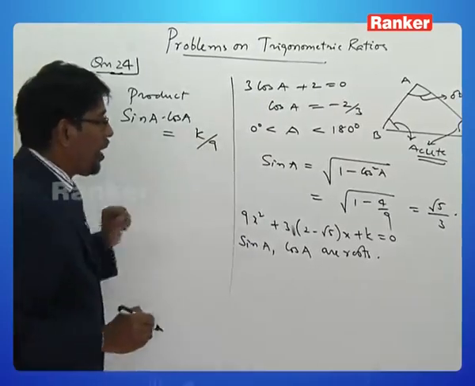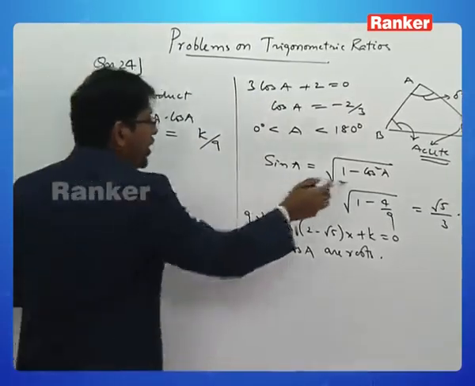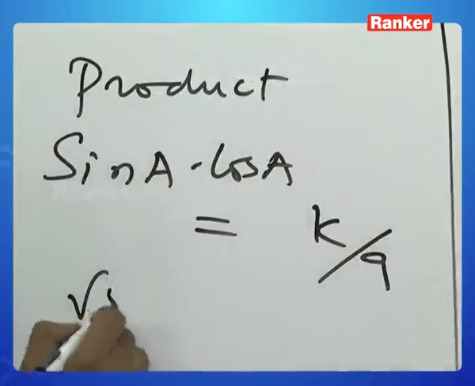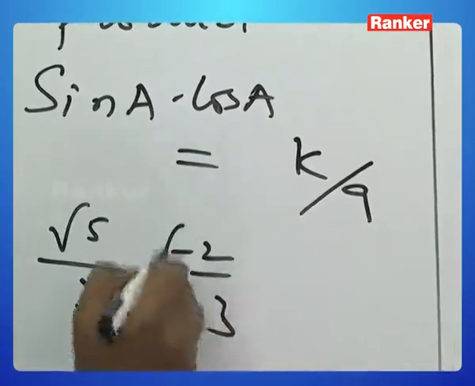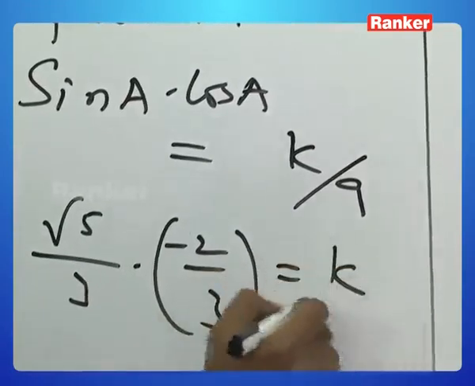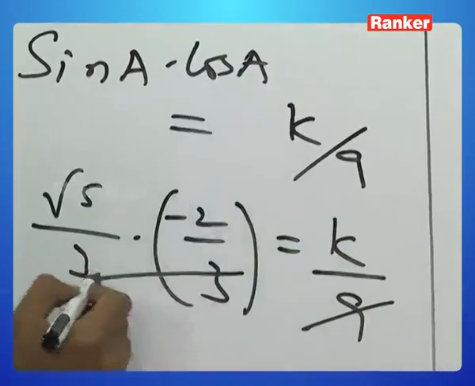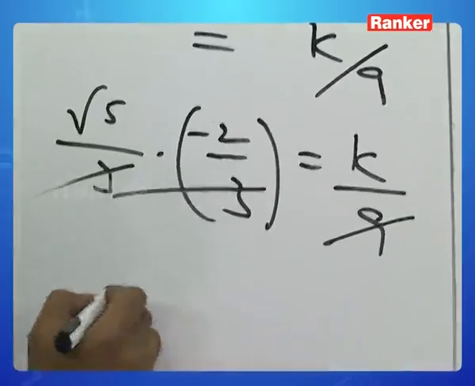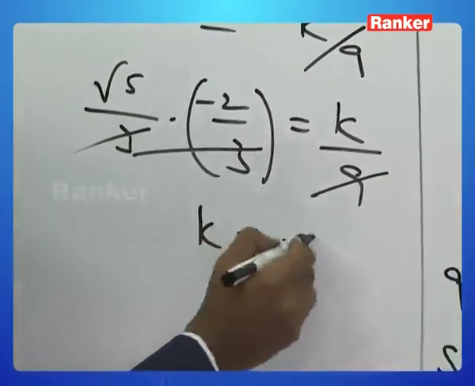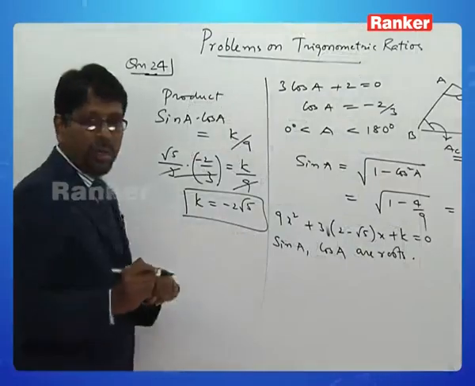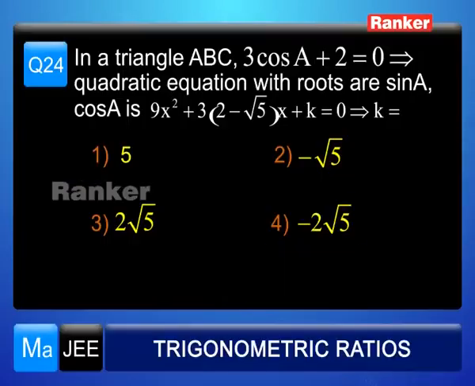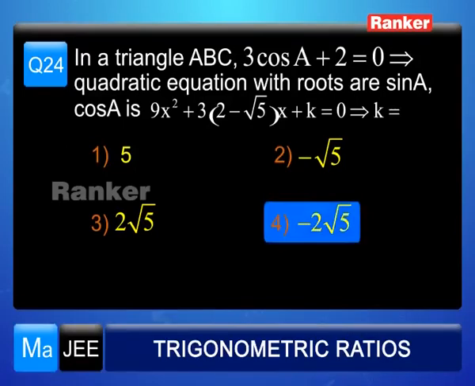But what do we know about the values of sin A and cos A? We have root 5 by 3 into minus 2 by 3, that is equal to k by 9. So this 9 and this 3 cancel. So what do we have here? K has to be minus 2 root 5. Therefore, the right answer is option 4.